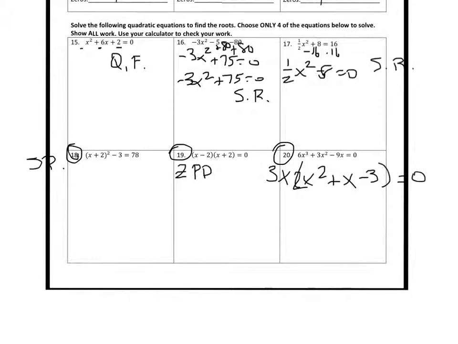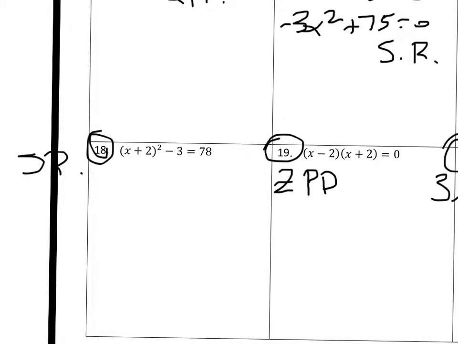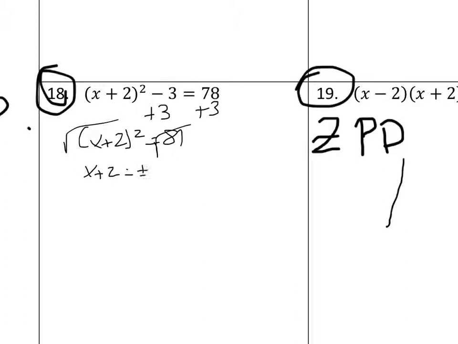Okay, so here we go. Let's start with 18 down here at the bottom. Square root property, because there's no bx, so I need to get the whatever's being squared by itself. So what I'm going to do is I'm going to add 3 to both sides here. So I get x plus 2 quantity squared equals 81. And now whatever's being squared is by itself, so I can square root both sides. So remember, I always get 2 solutions. So x plus 2 is equal to plus or minus 9.